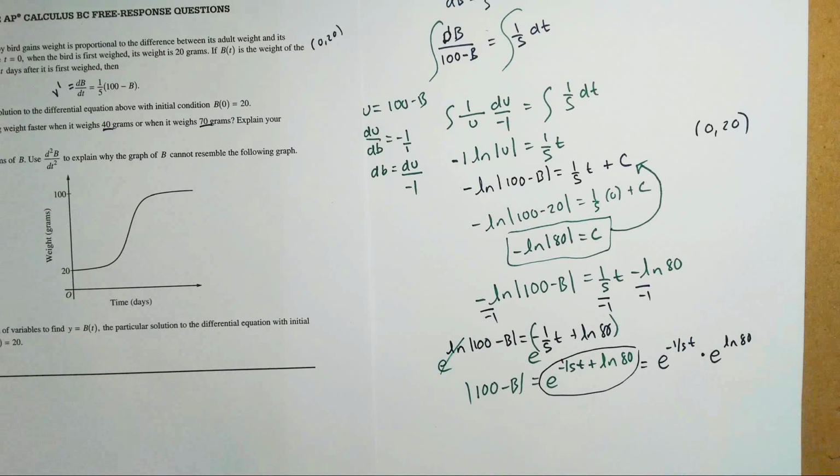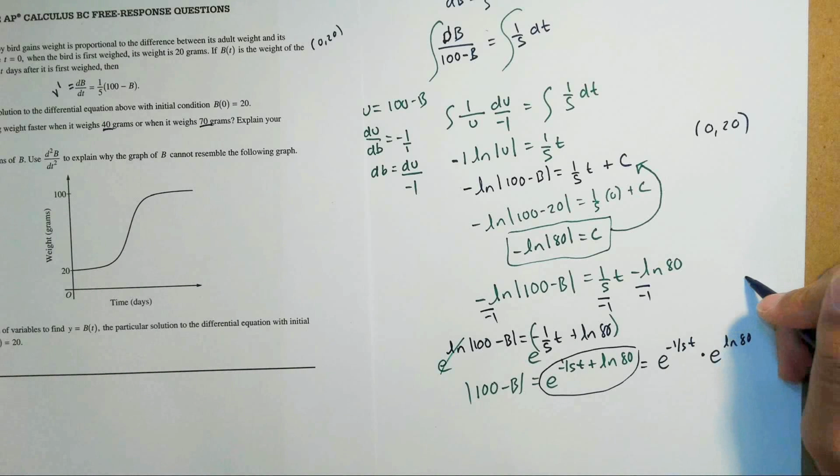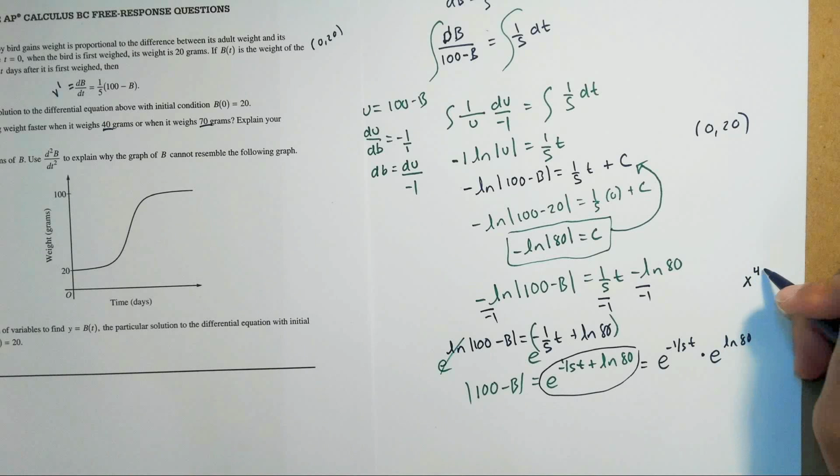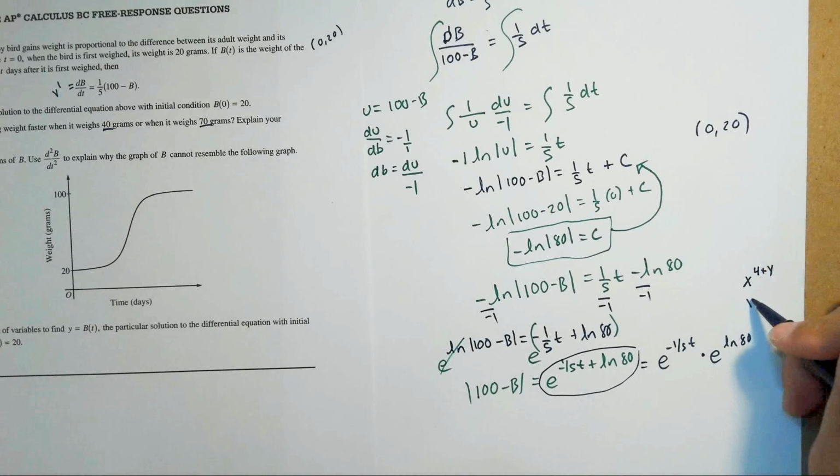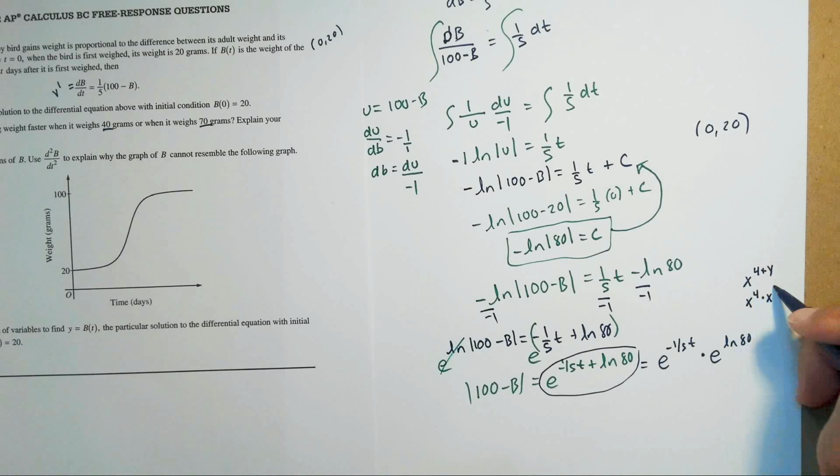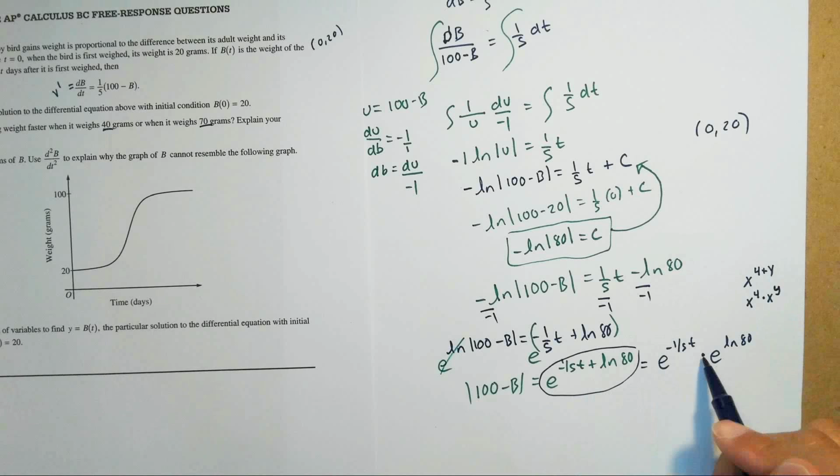I'm going to go to the side for a little bit of side work. Let's say I had x to the 4 plus y. Wouldn't you agree that this technically can be written as x to the 4 times x to the y? And the fact that I'm multiplying bases, what do I do with the exponents? If I'm multiplying the same bases, I have to add the exponents, which leaves me here. Which is why I'm always going to separate this with a multiplication symbol.